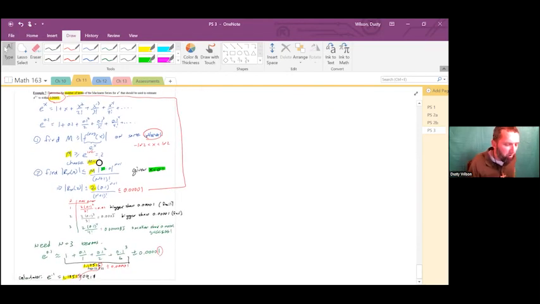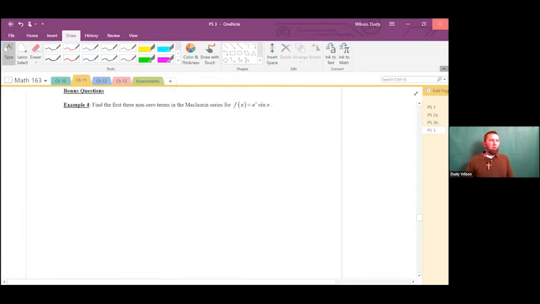We have determined the number of terms in the Maclaurin series that we would need in order to find e to the 0.1 within this type of error bound. So we've got some bonus questions.